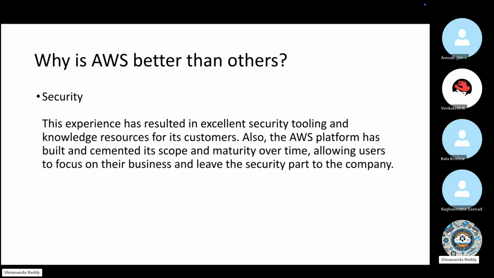Why is AWS better than others if you compare? First thing, security, because this experience has resulted in excellent security tooling and knowledge resources for its customers. Also, the AWS platform has built and cemented its scope and maturity over time, allowing users to focus on their business and leave the security part to the company. Because AWS provides some security tools, you can adopt those security tools for your applications or your account. It could be more secure.